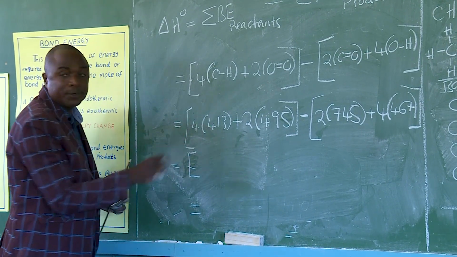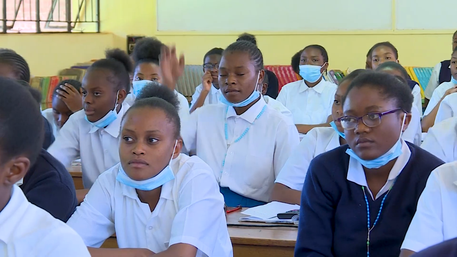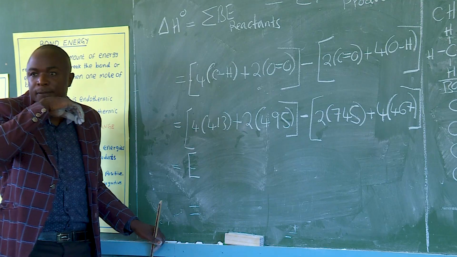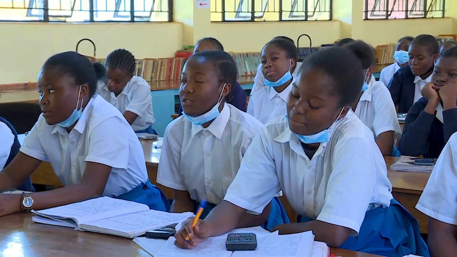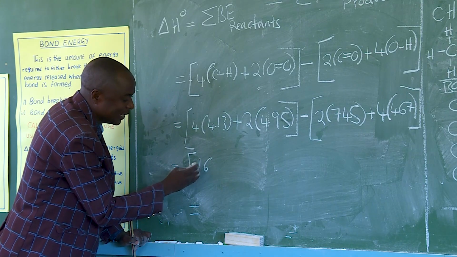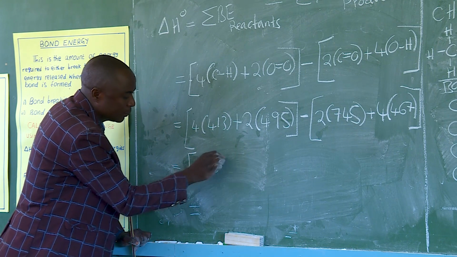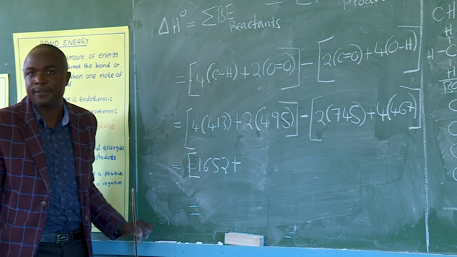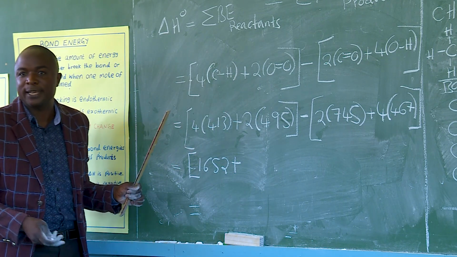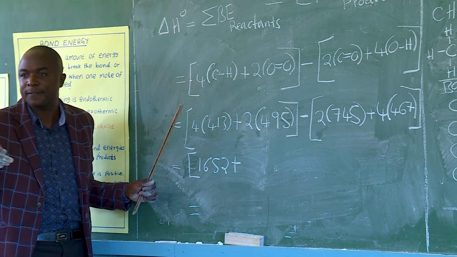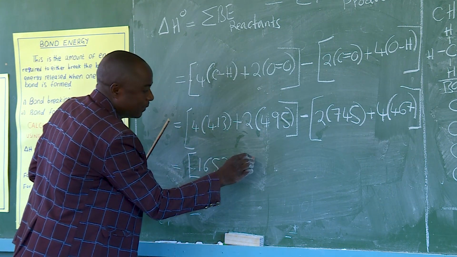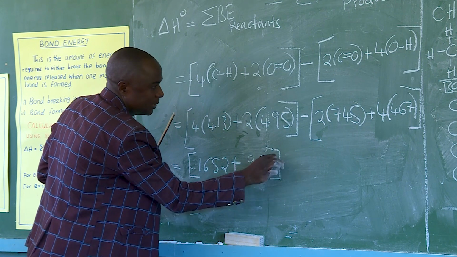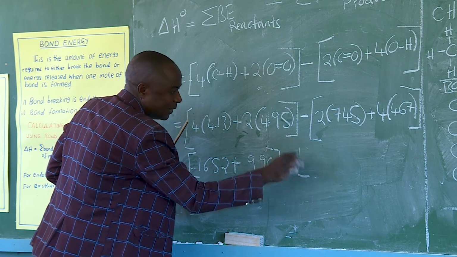4 times 413. What is the answer? 4 times 413. Yes, Tantola? 1,652. 1,652 plus 2 times 495. 2 times 495. Yes. 990. We have 990. We close this. We open.